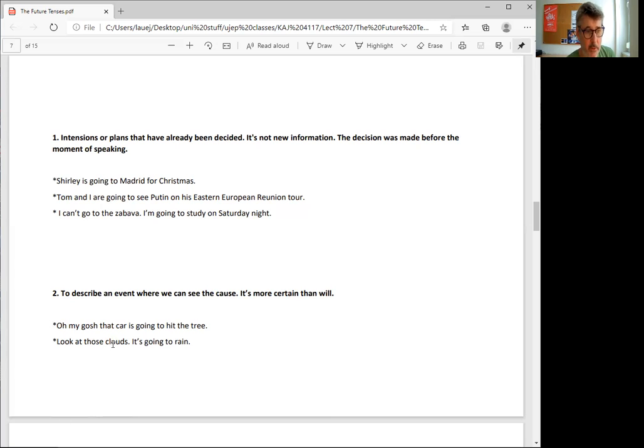So, here's another classic example. I believe Michael Swan uses it. "Look at those clouds. It's going to rain." We can see that it's going to rain. I would say, look, it's going to be a really long dark winter because we're going to be on lockdown. Yeah, it's only November, but it's going to be a long dark winter. I don't know, maybe it won't, but I'm almost certain. And this is another distinction: going to is more certain than will.